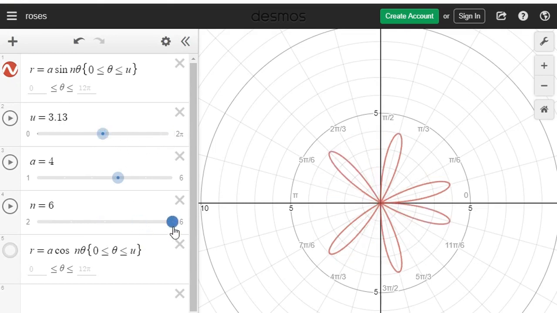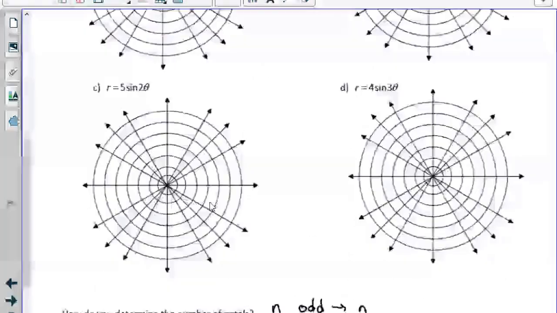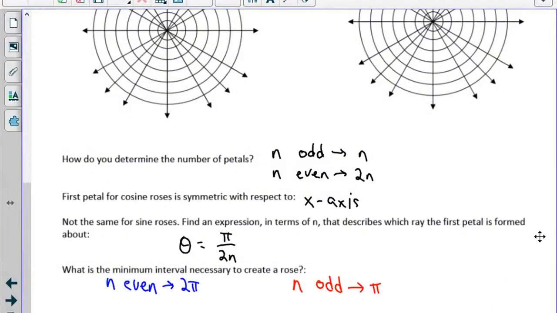And so that's kind of an important thing to keep in mind. When I have 6 as my n, I need to keep going so that I can get all 12 of my petals for sine of n. So here's all the information we need. Hopefully you kind of figured it out on your own.